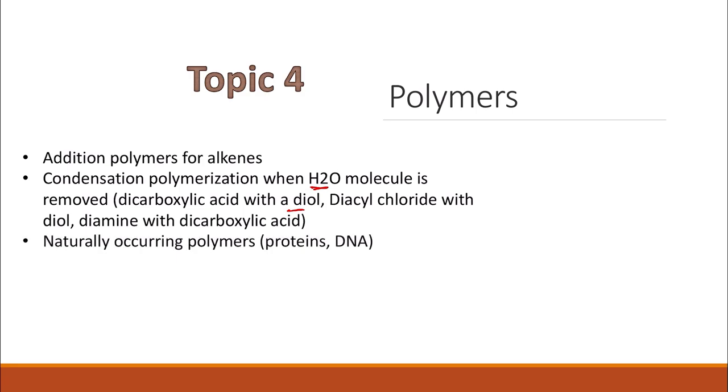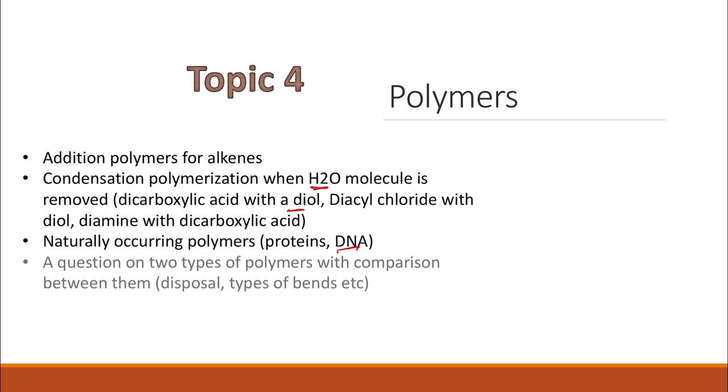Remember that naturally occurring polymers are proteins and DNA. Proteins have been the subject in the exam for quite a few years. Maybe this year there will be a question about DNA. I would expect that there might be a question on the two types of polymers, the addition polymers and the condensation polymers, and they might give you a 6-mark question asking you to compare between them in terms of disposal, types of bonds, recycling, and all of that.